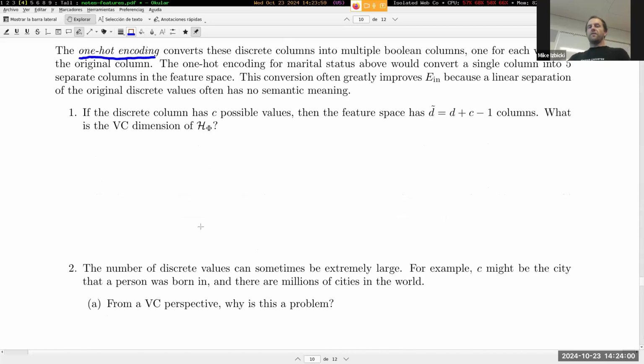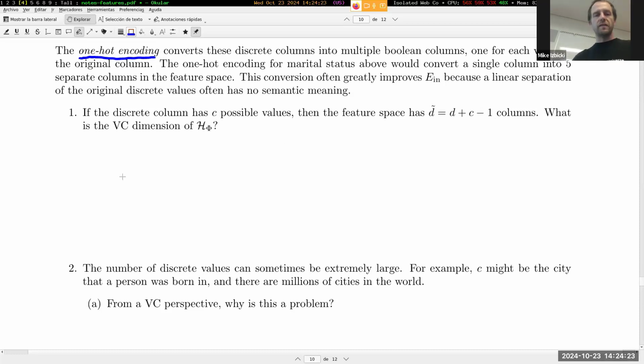And this question's about how doing that affects our generalization here. So part 1 here, if the discrete column has C possible values, then the feature space, D tilde, anytime you see the tilde, the squiggle, that means it is your feature dimension right here, is equal to D plus C minus 1. So C is our new columns that we've added, minus 1 because we have deleted the previous column.